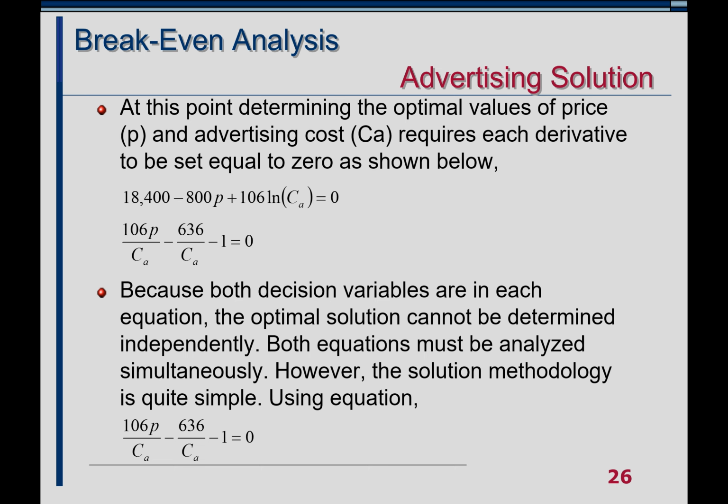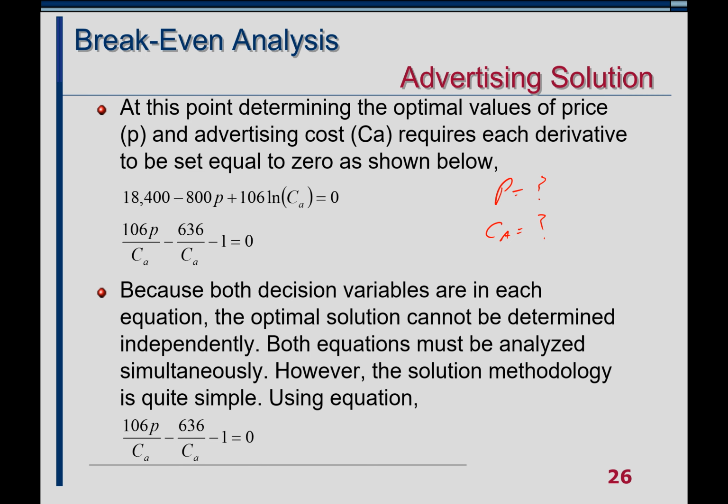And if we didn't have this natural log guy in here, we might actually be able to solve for that. So you would have two equations and two unknown variables, and you would just solve for P, and you would solve for C sub A, and you'd be done with it. The problem is there's no easy way to separate these variables.